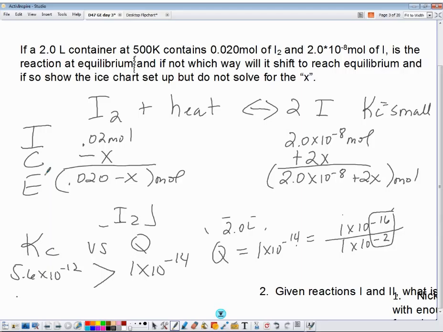Now again, why did I have to do Q here? Because you do not know if it was at equilibrium. I did not know if it was at equilibrium, and I had values of everybody. So I couldn't shift it towards the zeros because there were no zeros. Agree with that statement?